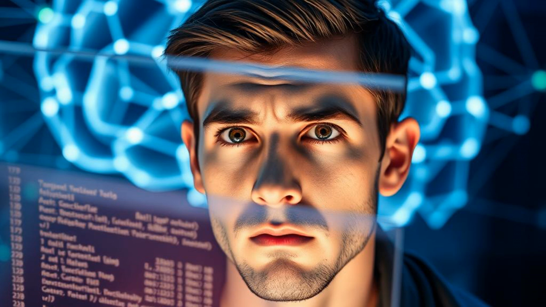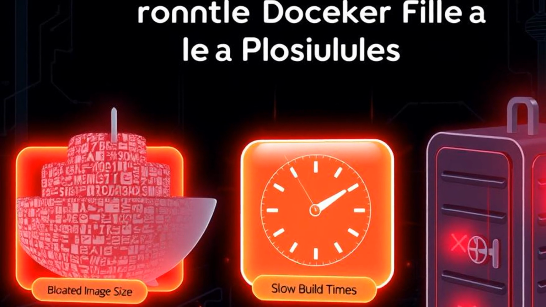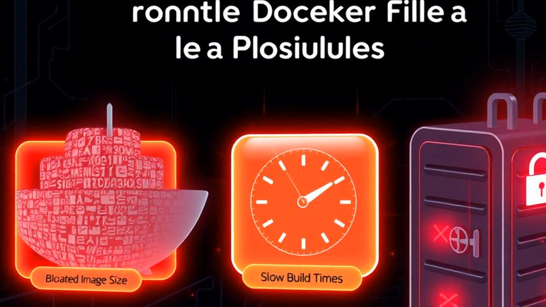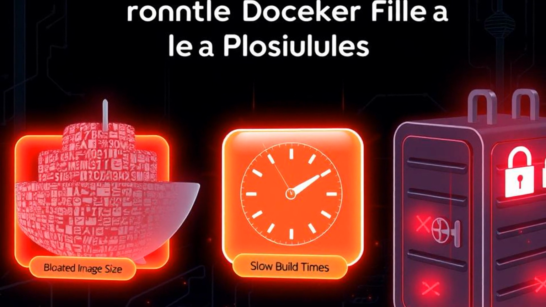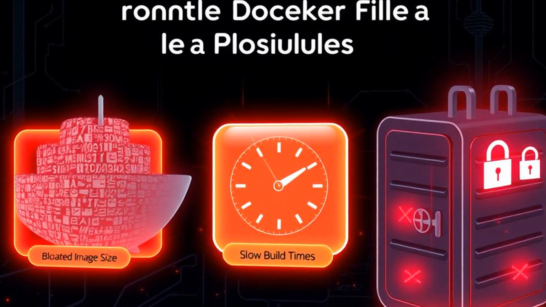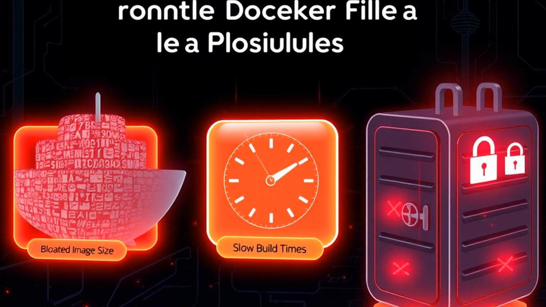Manual Dockerfile creation, while fundamental, often introduces a host of inefficiencies. Developers, under tight deadlines, might reuse generic Dockerfiles, leading to larger-than-necessary images. These bloated images consume more storage, increase deployment times, and can even expose a wider attack surface. Then there's the constant struggle with build speed. Every small change can trigger a full rebuild if your Dockerfile isn't structured to leverage caching effectively.